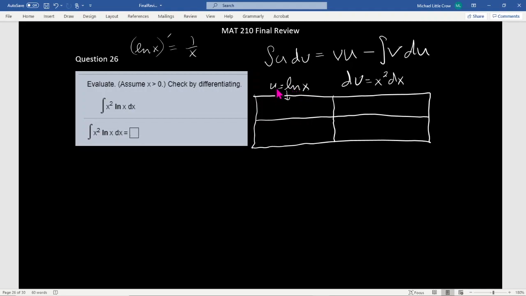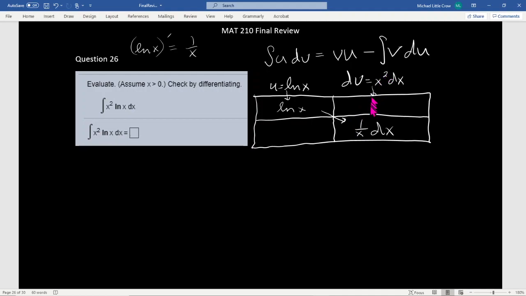So du, I just copy it, and notice it's going to end up here but not here, so we're done with it. Then I take its derivative. Derivative of natural log of x is 1 over x dx. Okay. This side, I come down here, what I'm going to do is I'm going to integrate it.